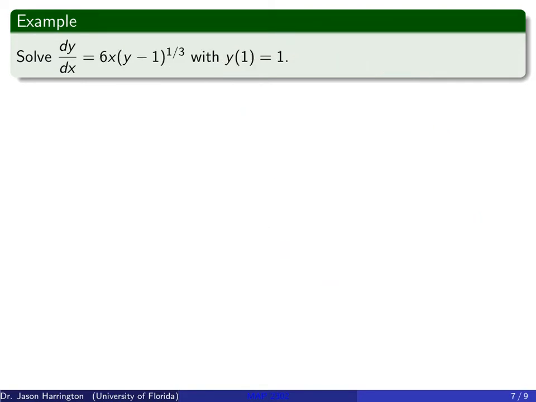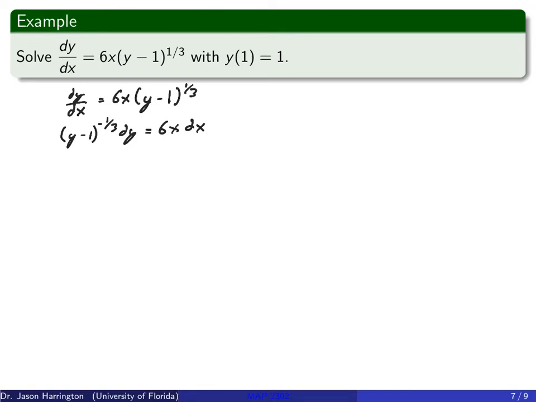All right, so for this guy, this is separable, so we'll start just like what we did before. That's going to be equal to 6x times y minus 1 to the 1/3. And for all separable functions, I'm going to bring the y terms to the left-hand side and all the x's to the right-hand side. So on the left-hand side, I'm going to have y minus 1 to the negative 1/3 dy is equal to 6x dx.